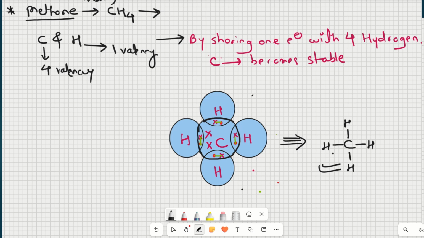Since the electrons are shared between the atoms, they do not show any charged particles. That means they are not showing any ions here, as we can see in ionic compounds. That is the difference. Such covalent compounds are also poor conductors of electricity. We already discussed this. Fine.